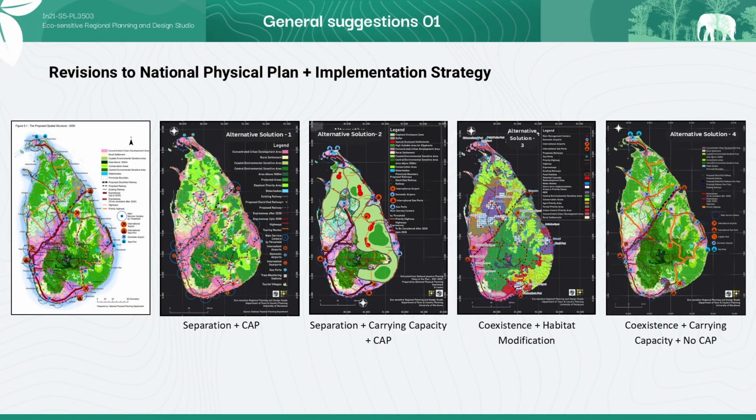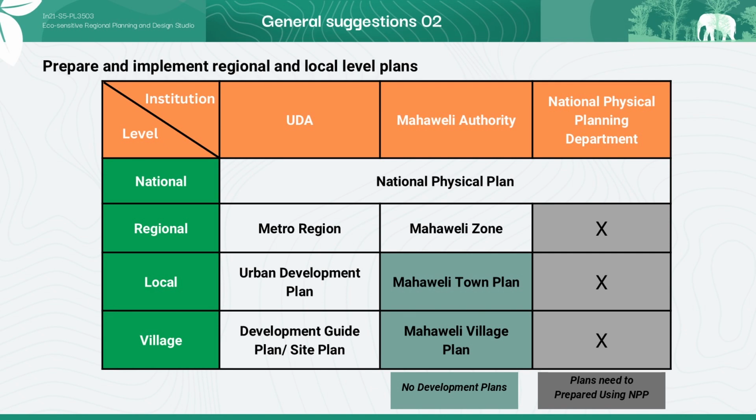Also, we prepared some village level plans as well. So we have already identified some villages to implement those plans. And we have already developed some regulations for these village levels as well. So our third suggestion is to establish a citizen science-based spatial digital decision-making system.